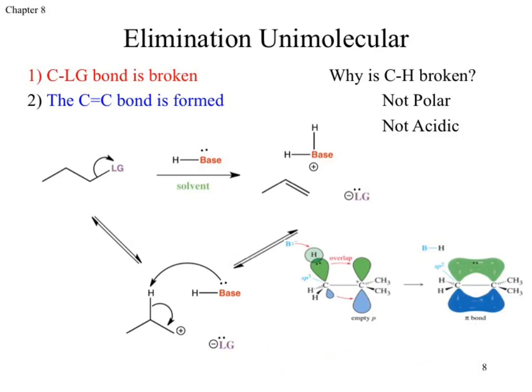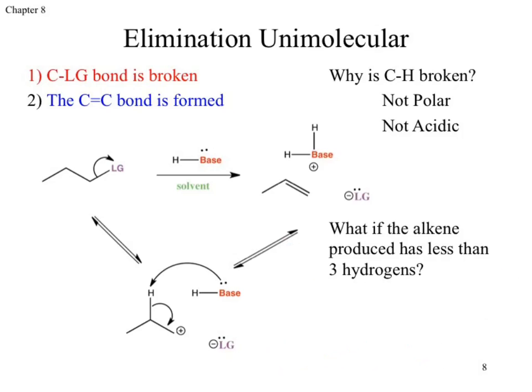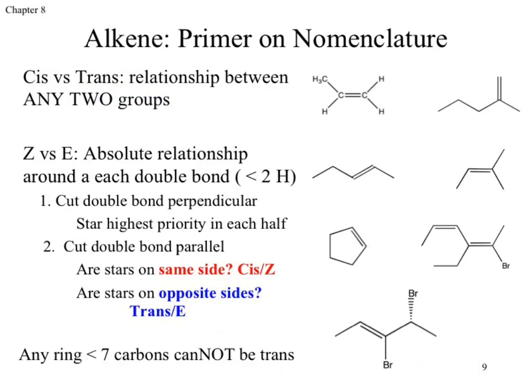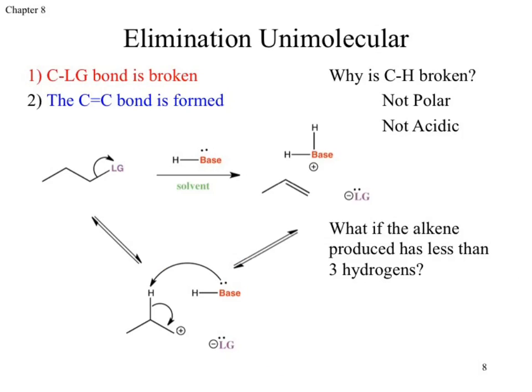What if the alkene produced had less than 3 hydrogens? So this is an interesting question. What are we talking about here? In our product, we've got 3 hydrogens on that product. What if instead of that being our situation, we had something like this? Less than 3 hydrogens. So now there's only 2 hydrogens on there, right?